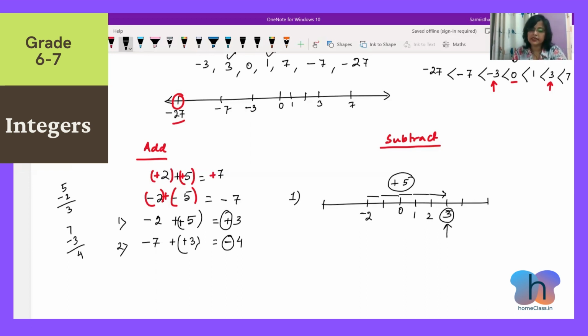Why are we doing this? So that we understand why it is plus 3, why it is not a negative number, and why it is not 5. We are adding 5, so it might seem it can be 5. No, we need to start from minus 2, then count 1, 2, 3, 4 and 5 like this. And where we stop, that number is our answer.